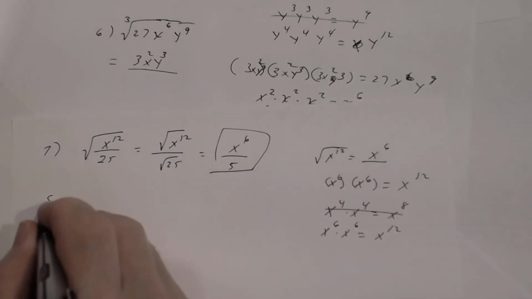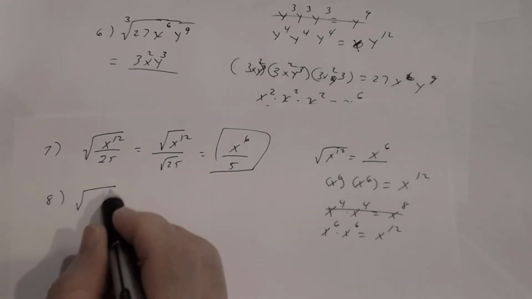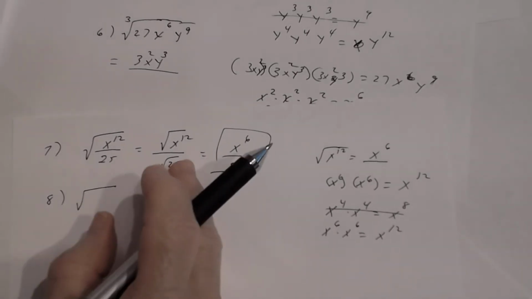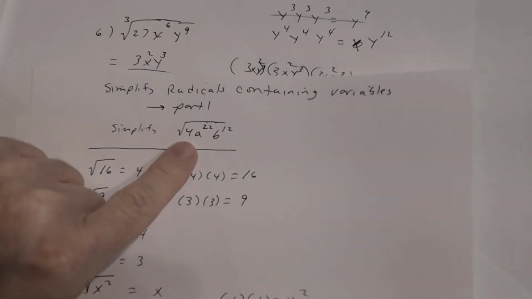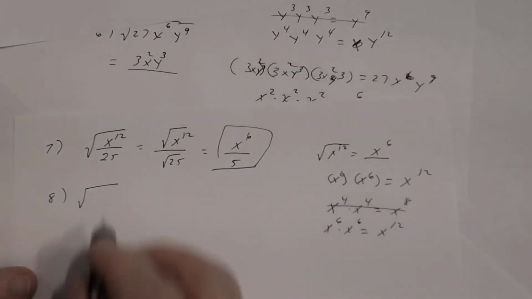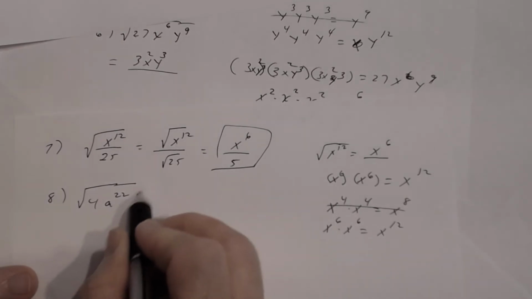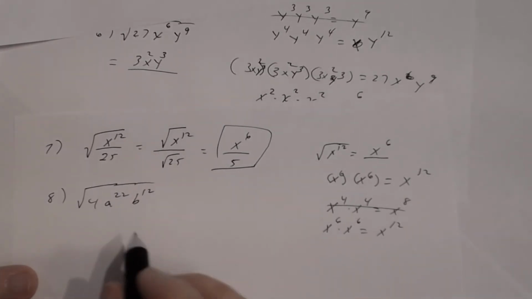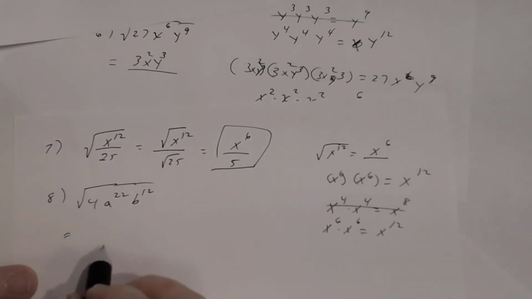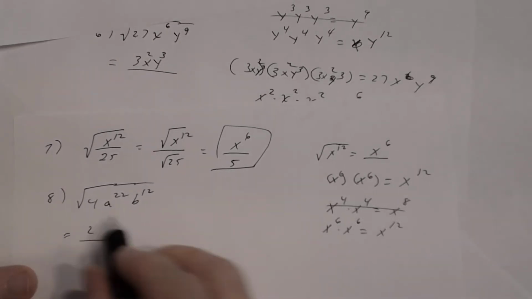Okay? Number 8, let's suppose we had the square root of, and remember at the beginning of the lesson, we said our goal was to simplify something like this. Let's go ahead and do this now. I think you can do this. So we have the square root of 4a to the 22nd power times b to the 12th. Okay? So let's do the square root of 4 first. What do you think that is? Well, that's 2, right? Because 2 times 2 is 4.